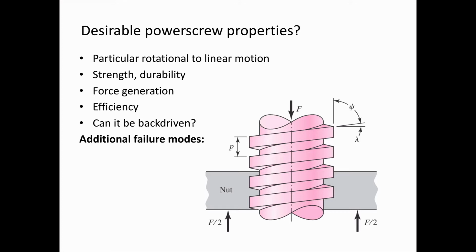There are some additional failure modes to be aware of beyond strength. Buckling from axial loads if the power screw has compressive axial loads. And then whirling vibration from rotation, similar to shafts, if we encounter high rotational speeds.